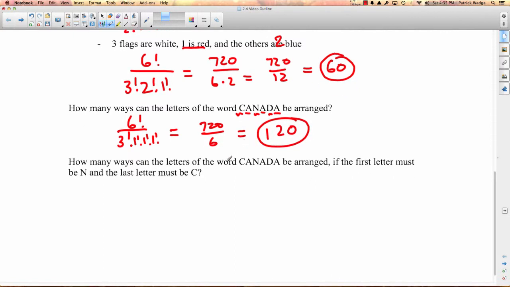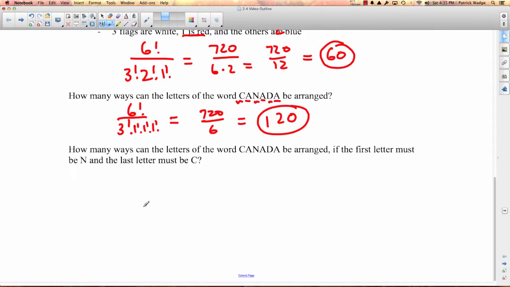How many ways can the letters of the word Canada be arranged? So exactly the same as the one we just did, but this time the first letter must be N and the last letter must be C. Alright, so 6 letters, 1, 2, 3, 4, 5, 6. First letter must be N, last letter must be C.